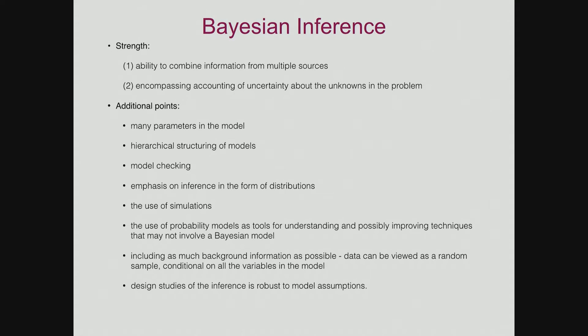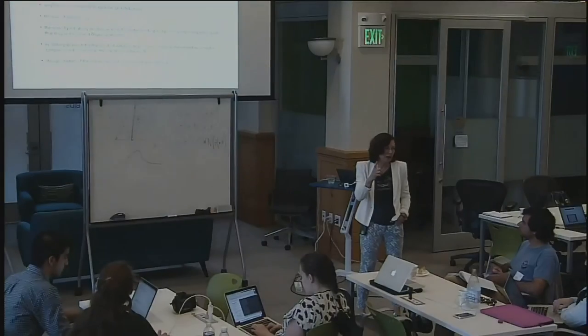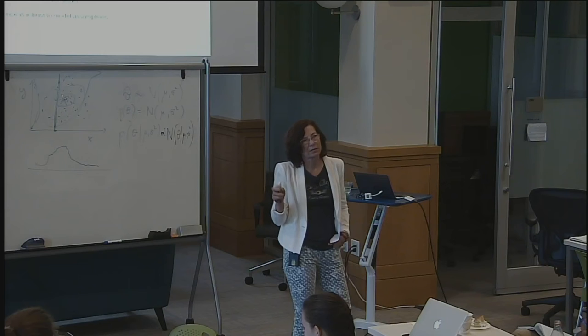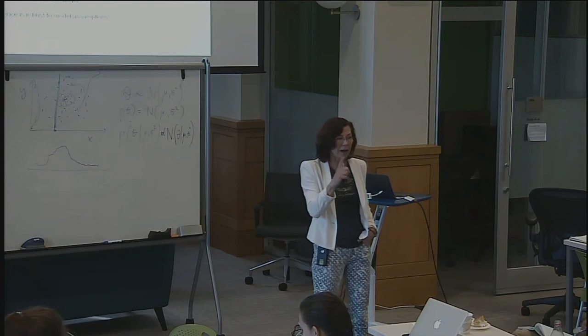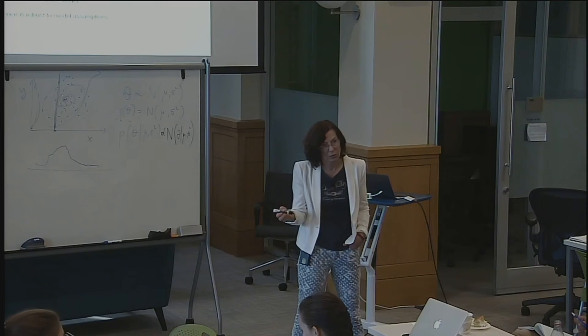There is model checking. We'll talk about model checking. There is also emphasis on inference in the form of distributions. So when you get your result from Bayesian analysis, what you get is the posterior distribution. It's not just maximum likelihood. And this is the main difference from the point estimate approach, which is often found in the frequentist methods, where you're interested in one value which characterizes your model. So point estimate versus the full posterior distribution.